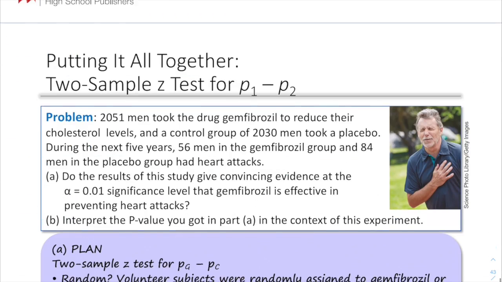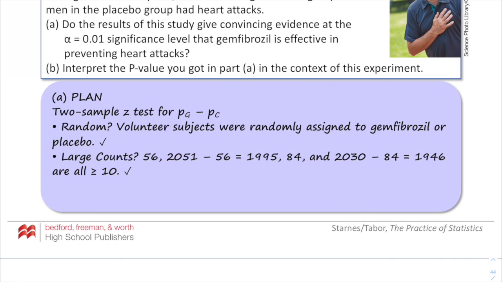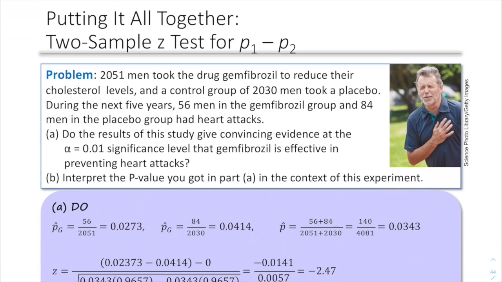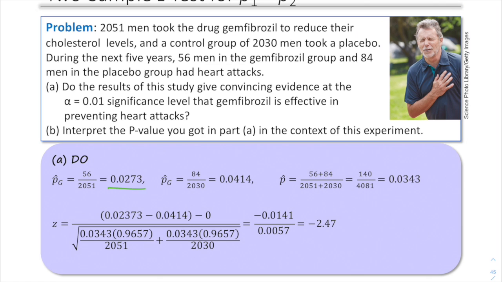Alright, so it's a two-sample z-test for the difference in the proportions. They're volunteer subjects that were randomly assigned to their treatments. And then you have your large counts. All the numbers are greater than or equal to 10. Then we have our statistic for the drug group. Then we have the placebo group. And then we have the pooled proportion value.